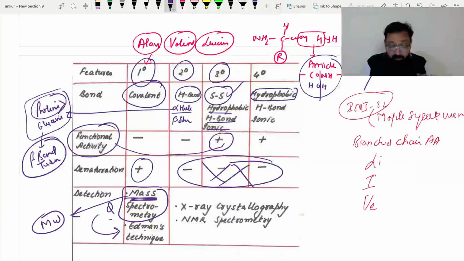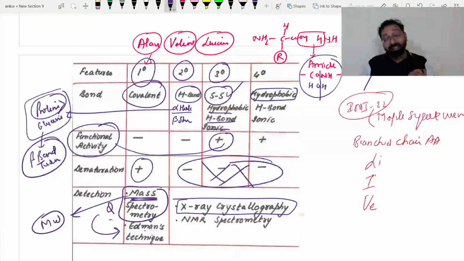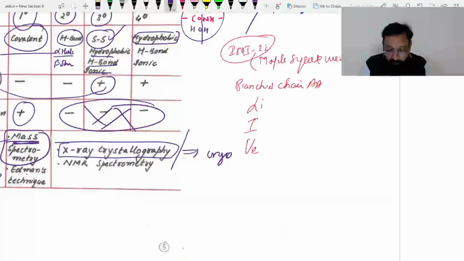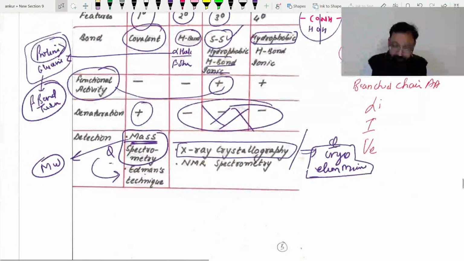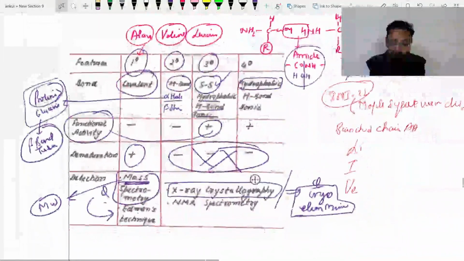Secondary, tertiary, quaternary structure are best determined by X-ray crystallography. Latest edition of Harper, yes, 32nd edition of Harper: cryo-electron microscopy has replaced this X-ray diffraction crystallography. So this may be a potential question. Okay, another technique, NMR spectrometry. So this is about structure of protein.